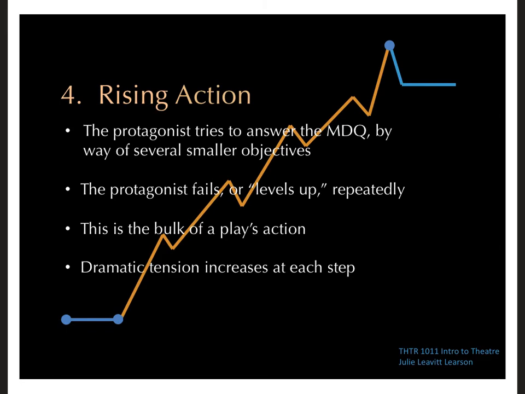So the protagonist either fails or they level up repeatedly throughout this rising action, always in pursuit of their super objective. So as you can see, this is going to take up the bulk of a play's action. And it keeps going upward because each time, just like in a video game, each time you achieve an objective, it gets a little harder. And so the dramatic tension increases at each step. So if you think back to our discussions of objective, obstacle, and tactics, this is that series of beats in a play.